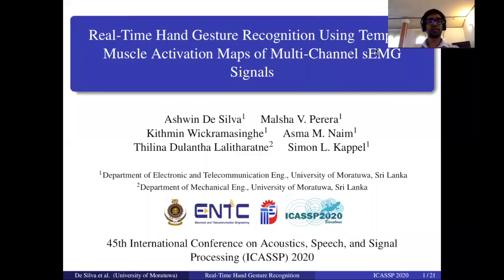Hi, my name is Ashwin Silva, and I'm a final year undergraduate at the Department of Electronics and Telecommunication Engineering at University of Moratuwa, Sri Lanka. And I'm the lead author of the paper titled Real-Time Hand Gesture Recognition Using Temporal Muscle Activation Maps of Multi-Channel sEMG Signals.